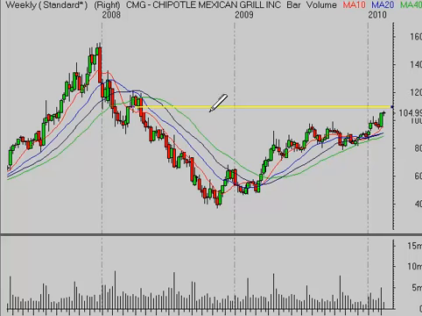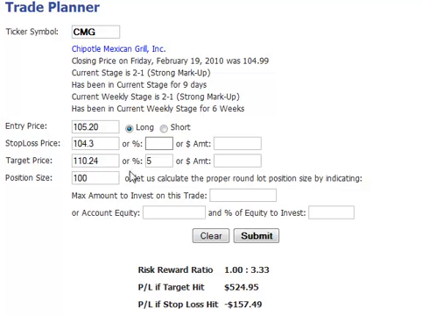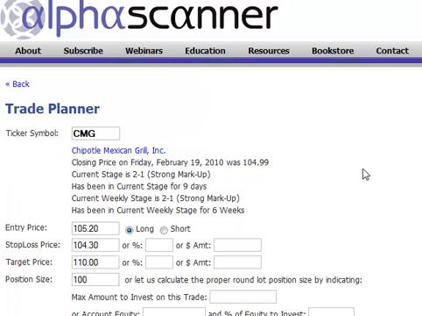And I think looking at this, it has room to run perhaps up towards about $110 a share. So we'll say 110 and clear that out. And let's say we're going to do 100 shares, or whatever you typically have. Let's just do it with 100 shares first, and we'll submit that.